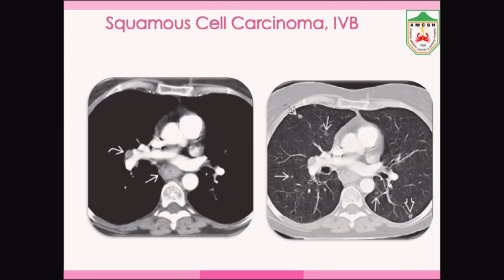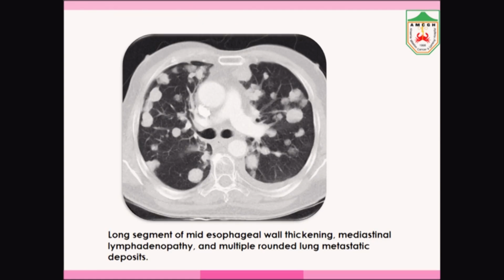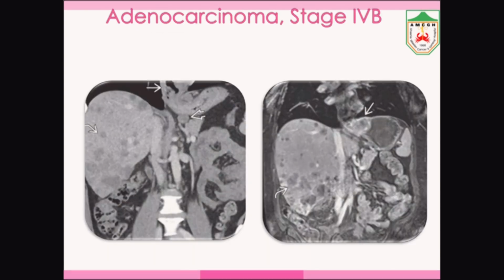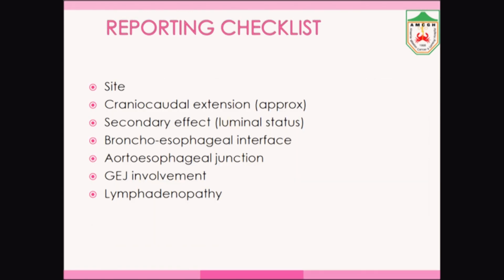For the distant metastasis, it appears as a pulmonary nodule, which is associated with the circumferential wall thickening. This is pulmonary metastasis, and this is the case showing the hepatic metastasis.